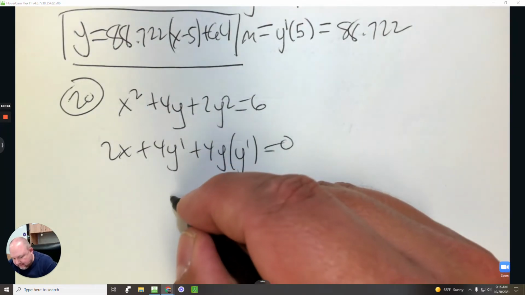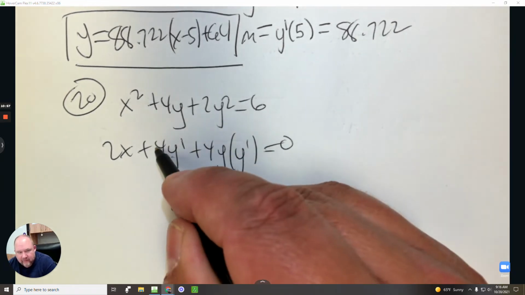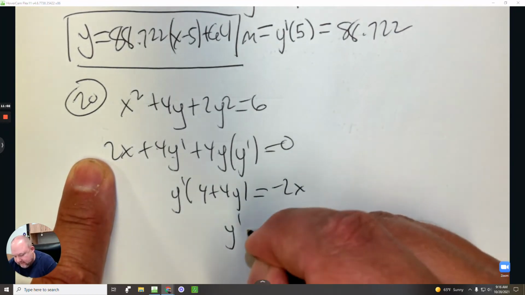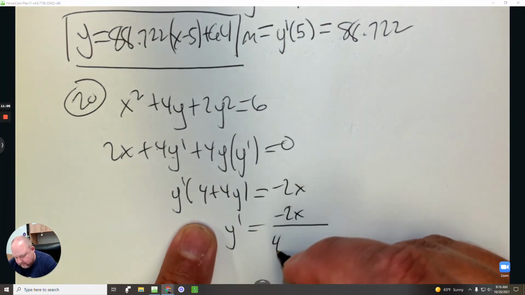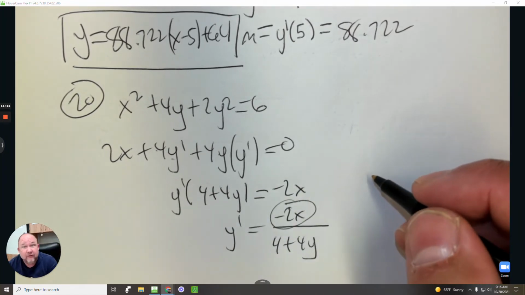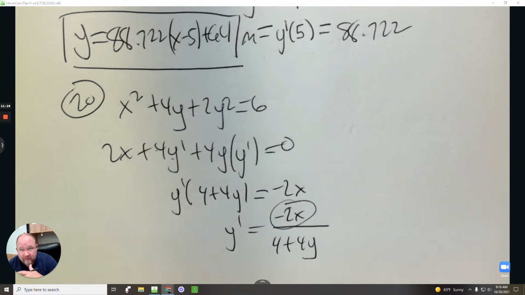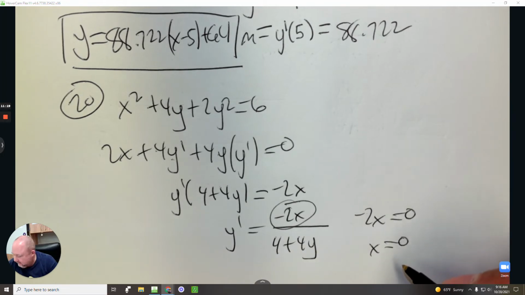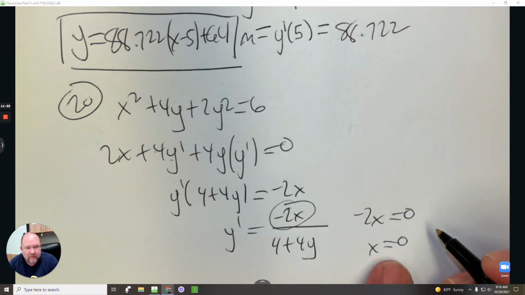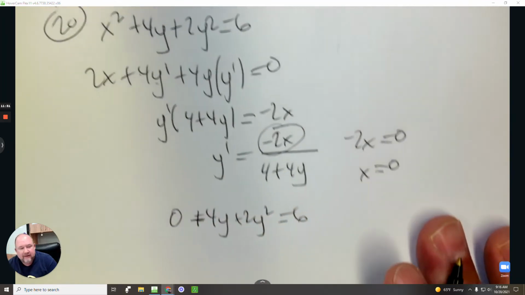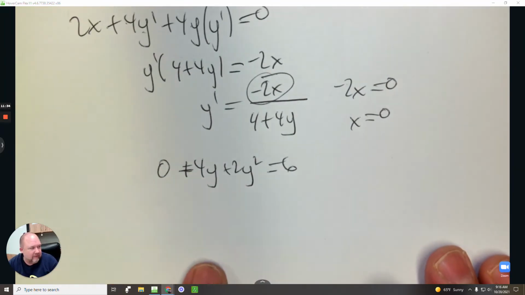Next, get y prime by itself. So I'm going to factor out y prime here. That's 4 and 4y. I'm going to subtract 2x, and then I'm going to divide. I can simplify it too, but it's unnecessary. Horizontal tangent is when it's equal to 0, because the slope of a horizontal line is 0. So make the numerator equal to 0, and it says find the points. So the x value is 0, so I'm going to come back here. I'm going to plug in 0 for x. I still need to find the y value that goes with that. So I need to solve that. So I plugged in 0 for x, and I want to solve for y.